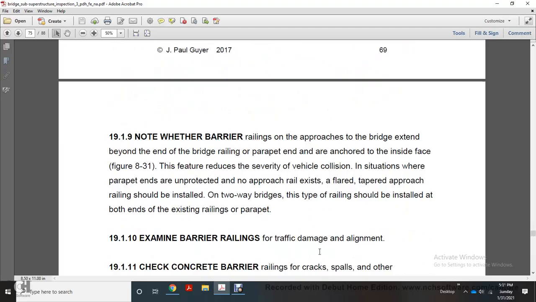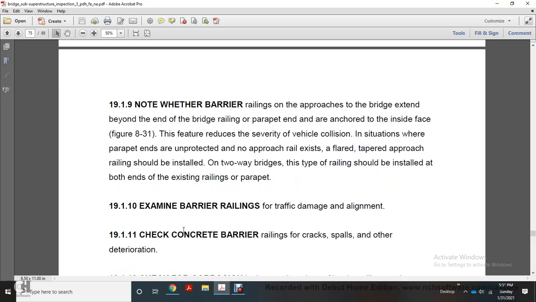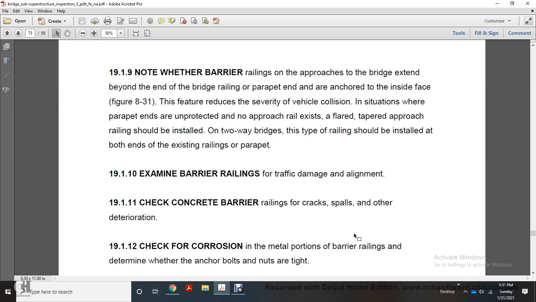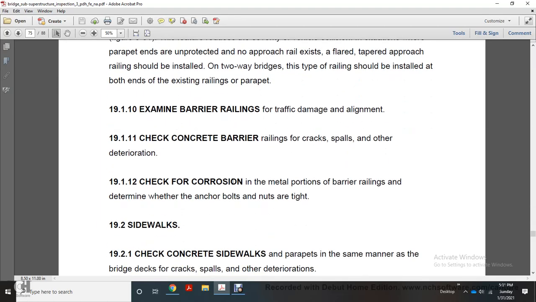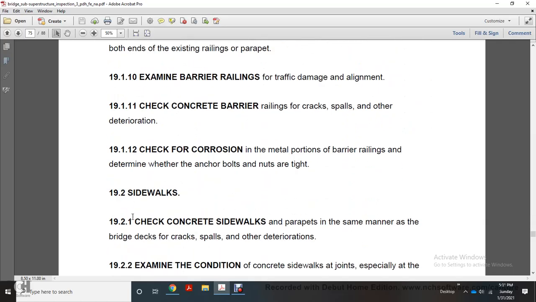Note whether the railings on the approach of the bridge extend beyond the edge of the bridge railing or parapet and are anchored inside the face, since the severity of a vehicle collision can be increased otherwise. Where the parapet ends are unprotected and no approach railing exists, a flattened and tapered approach railing should be installed on a two-way bridge. This type of railing should be installed at both ends of the existing railing or parapet. Examine the barrier railings for traffic damage and alignment. Check the concrete barrier railings for cracks, spalls, and other deterioration. Check for corrosion of the metal portion of the barrier railings, and determine whether the anchor bolts and nuts are tight.